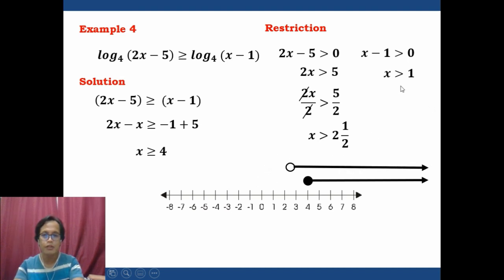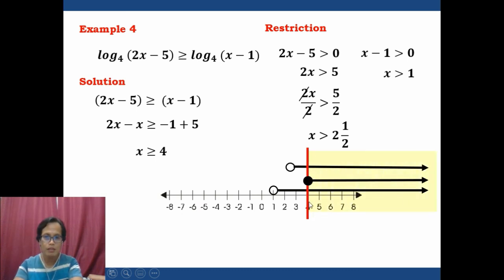Now let's proceed to the third inequality. x is greater than 1. So we locate positive 1 here. Since it is greater than, our point is hollow, unshaded, then our arrow goes to positive infinity. Now let's check the boundary. Our three lines coincide starting at this boundary. So meaning, our solution set starts at this boundary from positive 4 towards positive infinity.